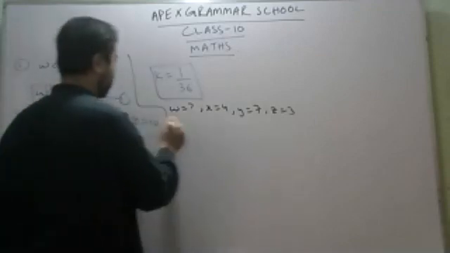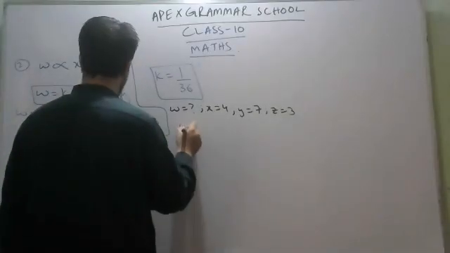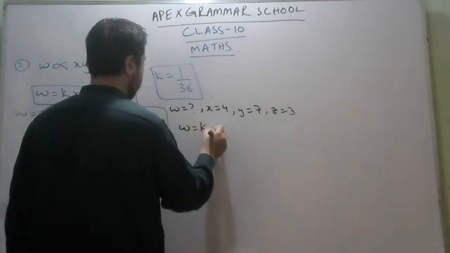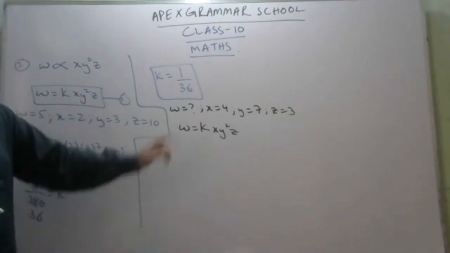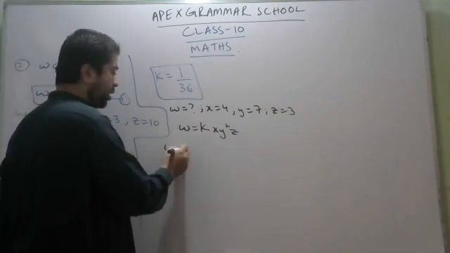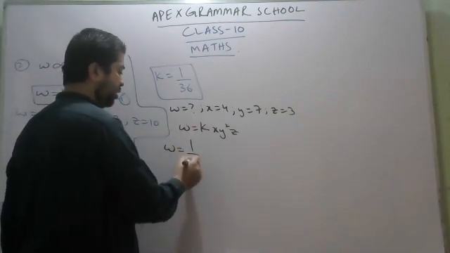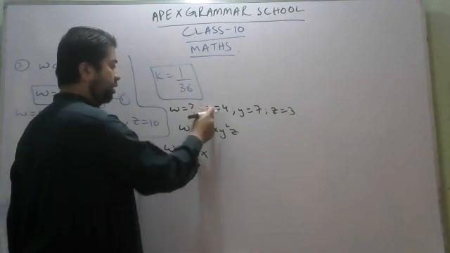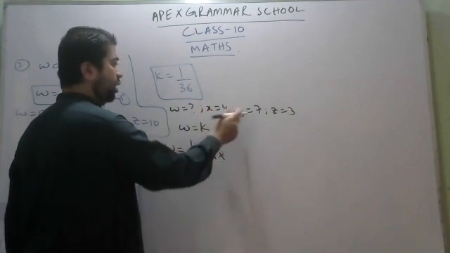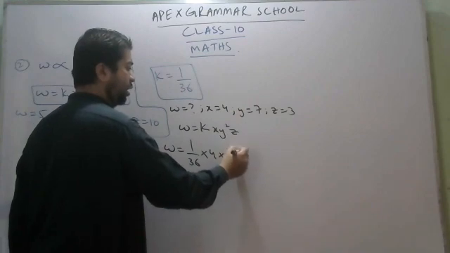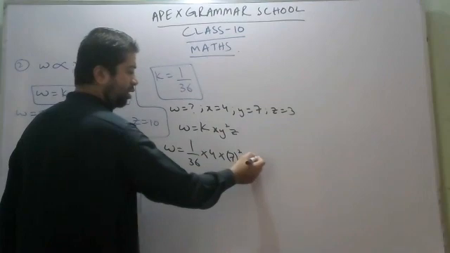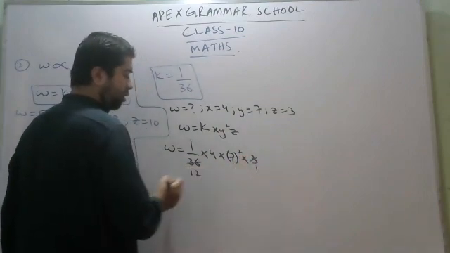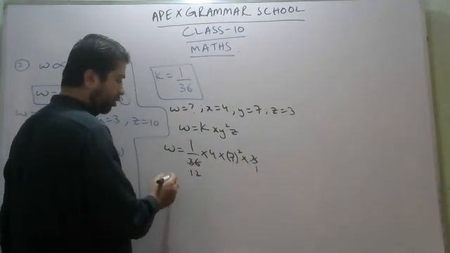So from equation number 1, W is equal to k x y square z. Now you need to find the value of W. The k value is the same, 1 over 36. Multiply x, that is 4. Multiply y square, meaning 7 square. Multiply z, that is 3. So solve it. 3 ones are 3, 3 twelves are 36. Okay.